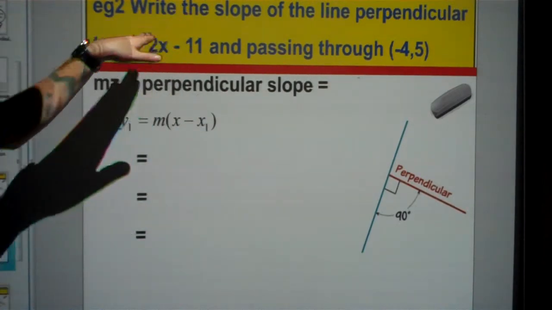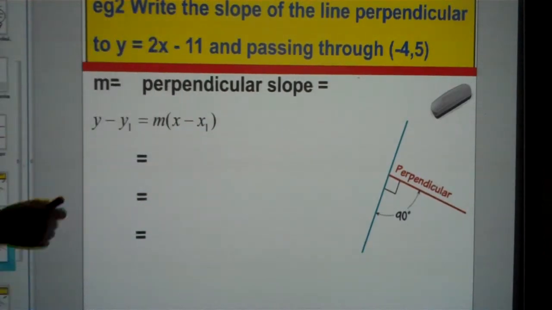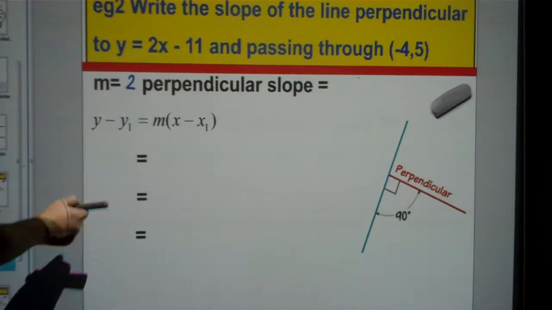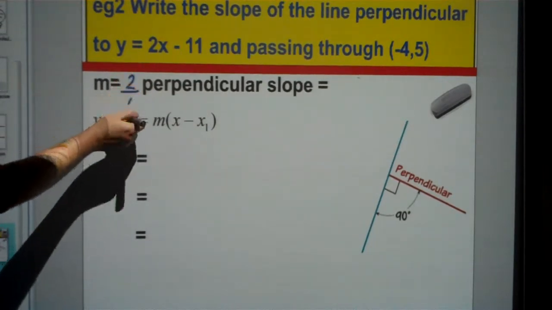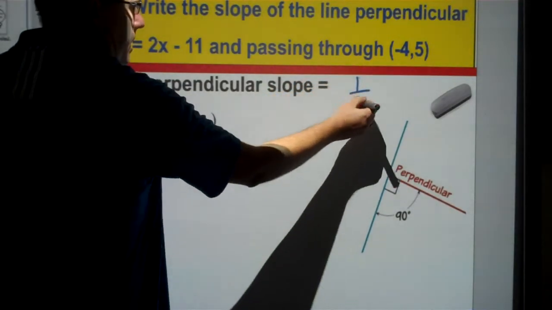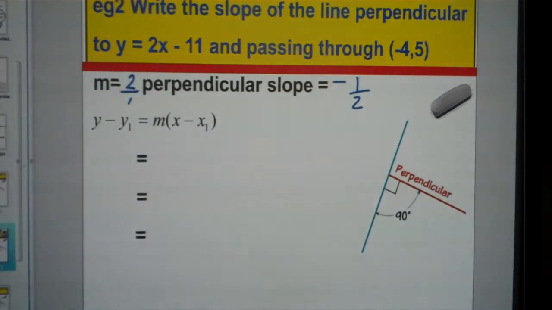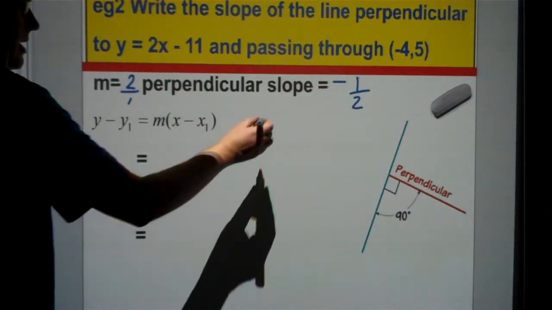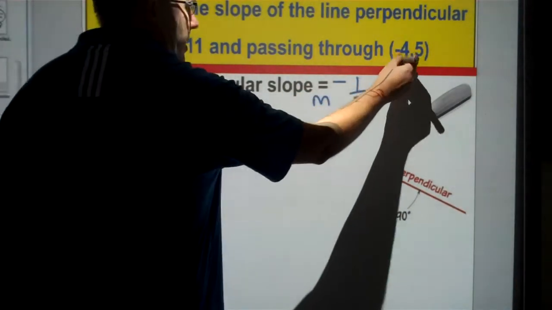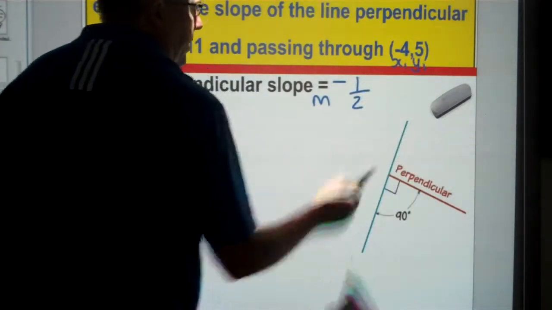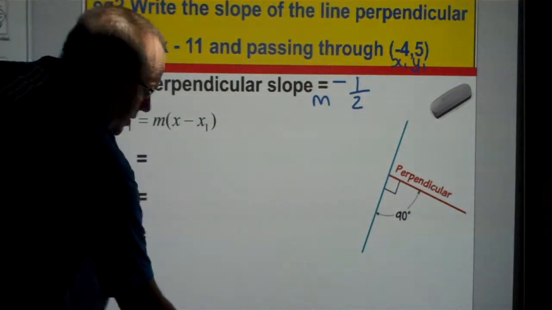This time it says perpendicular to 2x minus 11. So the slope of this line is 2. And then the perpendicular slope, if I write it over 1, then I can flip it, and I can change the sign. So this is my value for m, the perpendicular slope. This is x1, this is y1, and then I can substitute in.